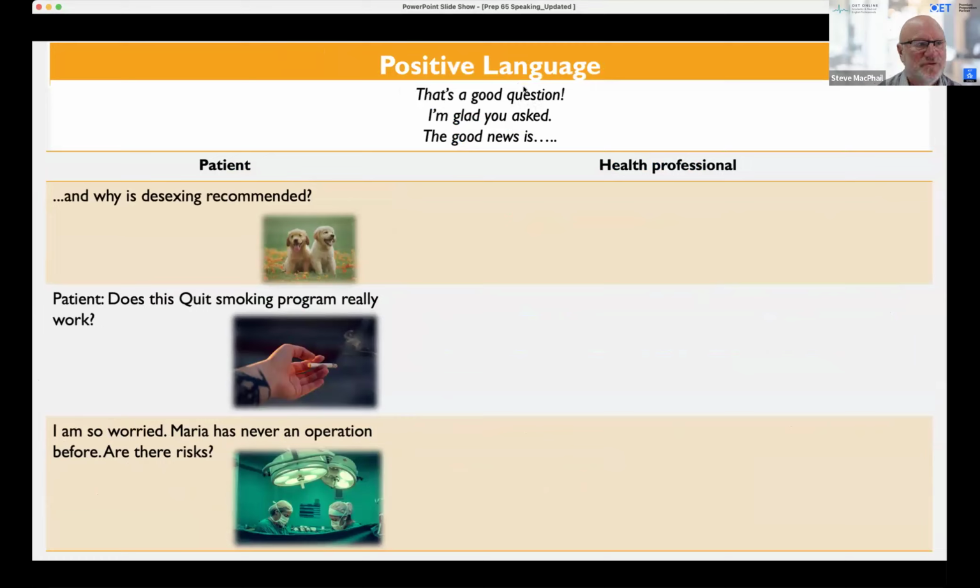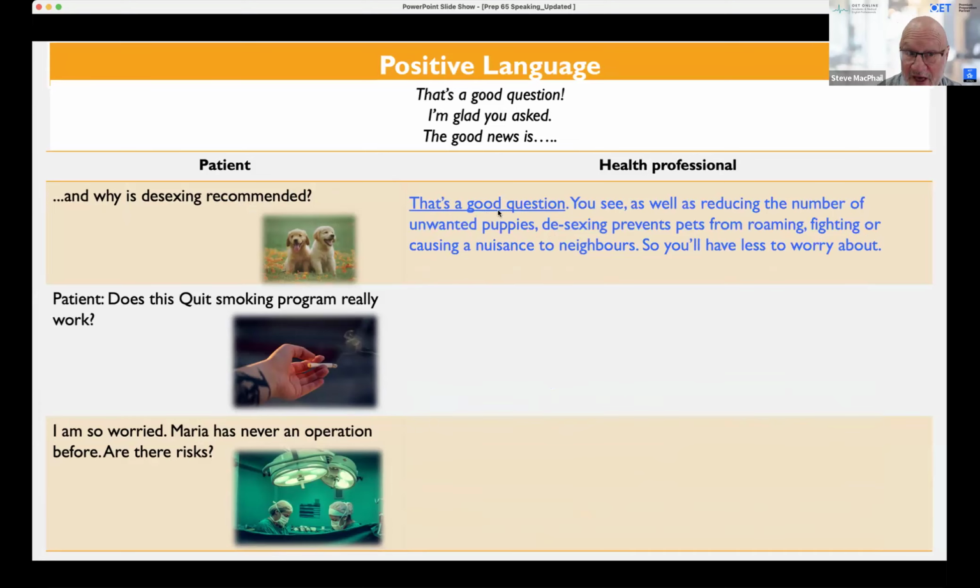Positive language. One of the most important and probably easiest things that you can do to build rapport with a patient and build their trust and let them know that you care. So here's a good one for the vets. And why is de-sexing recommended? That's a good question. Just that simple statement.